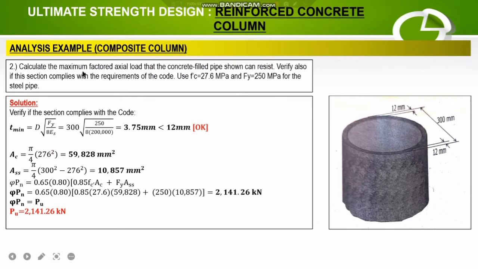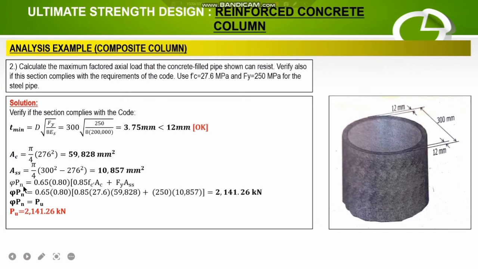So to solve for the maximum factored axial load that a concrete filled pipe can resist, we need to use the design principle that the ultimate axial capacity of the column shall be greater than or equal to the factored axial load, or in equation, P sub u must be less than or equal to phi Pn.